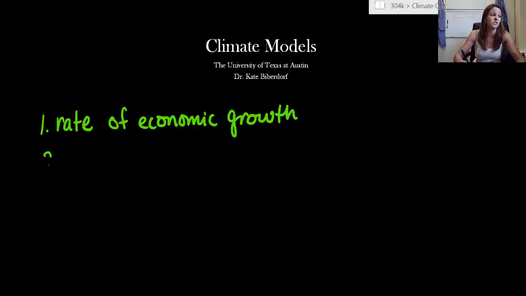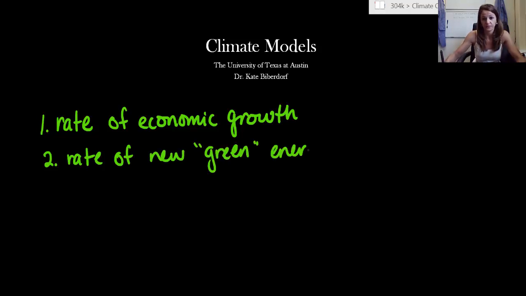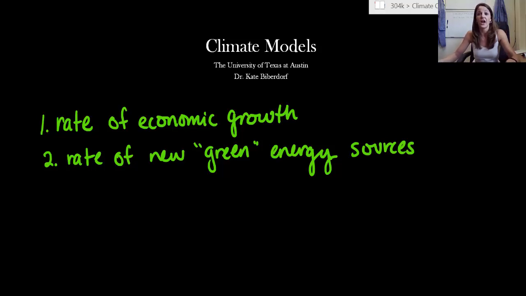The second thing you need to look at is the rate of new green energy sources. And so this kind of has to do with the last one, like what we were talking about, but you essentially need to factor in whether or not the country is likely to develop green energy sources and whether or not they're actually going to use them. So if they start using something like solar power, in theory, their air pollutants or their greenhouse gas emissions would decline. And so you need to kind of factor that in.